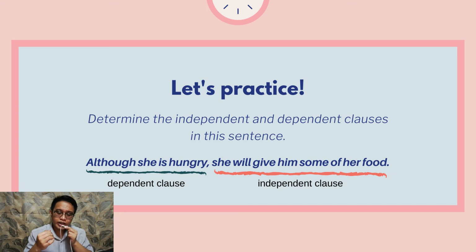Although she is hungry. Okay, if we're going to cover the independent clause, ang atong sentence kay although she is hungry, it doesn't make sense. So atong sentence, although she is hungry. Then what? Diba? So dili siya kompleto. It's not complete. Therefore, it is a dependent clause because the phrase although she is hungry depends on the she will give him some of her food. Okay? So mao na siya.